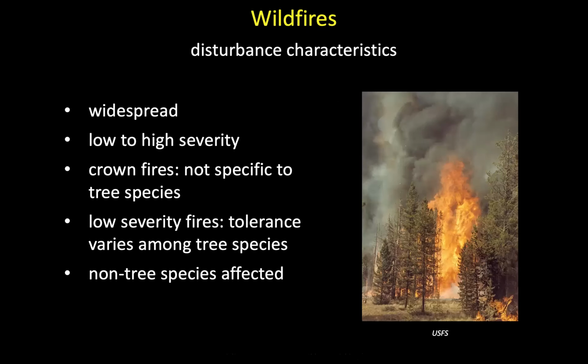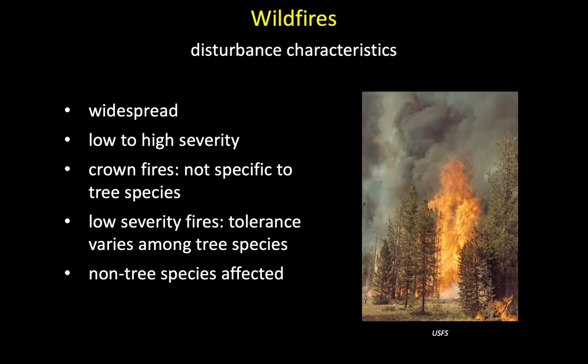The last disturbance type are wildfires. Wildfires are clearly widespread across the Western US. They range from low severity to high severity, representing the type and amount of vegetation killed within a fire. Crown fires, high severity fires, tend not to be specific to tree species. They just blow through a stand and kill everything.